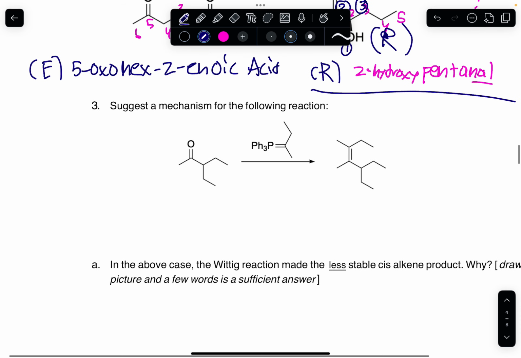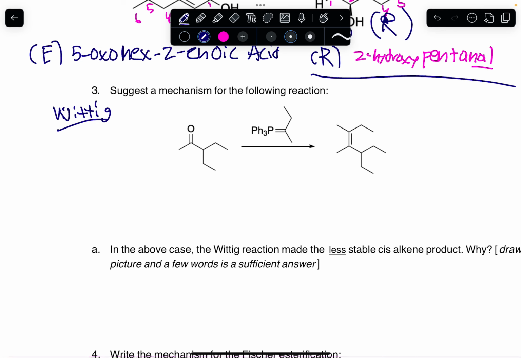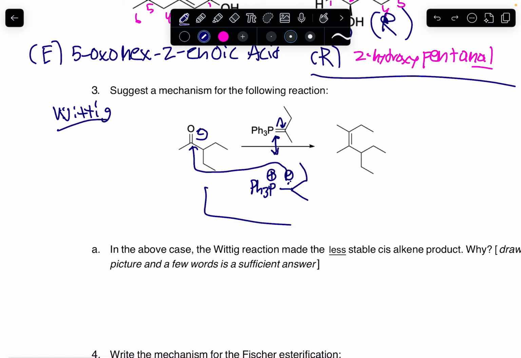All right, so just a mechanism for the following reaction. This is a Wittig reaction. The way that this reaction works is that we're going to have to draw a key resonance structure here that explains the reactivity. It gives us a positively charged phosphorus and a negatively charged carbanion. The carbanion can go ahead and attack the carbonyl like that. That'll go ahead and make this molecule.